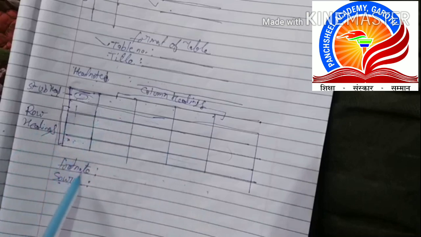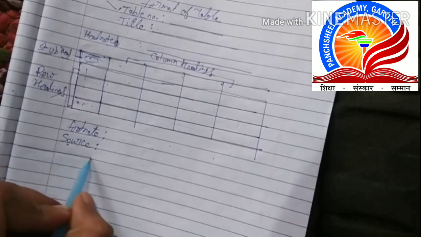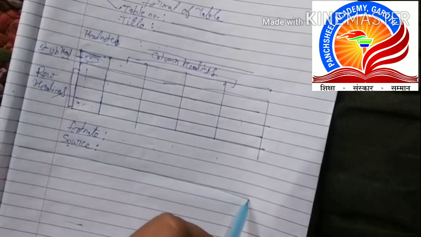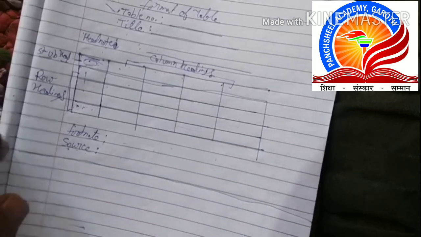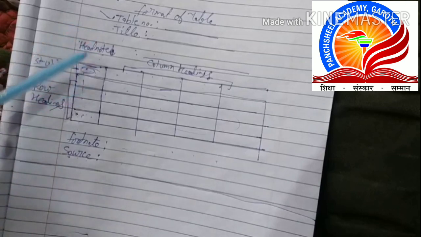Then we have the footnote. Footnote presents the additional information about the table, and then the source, from where we have collected the data. So this is the format of a table. Whenever we prepare a table, it is to be made in this format. Everything which we have studied here should be mentioned there in the table.